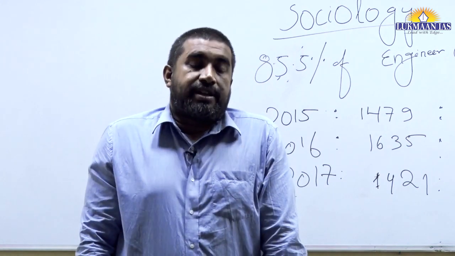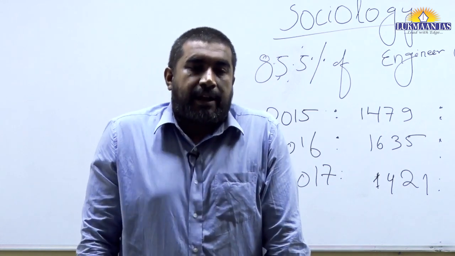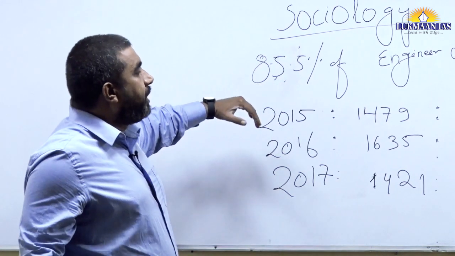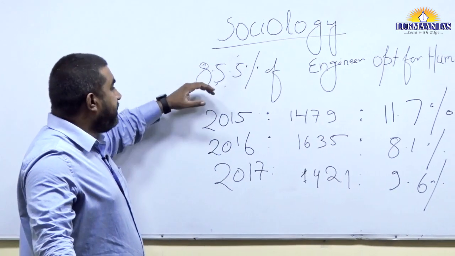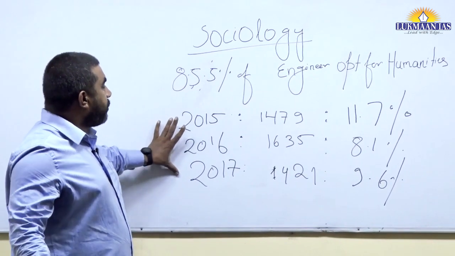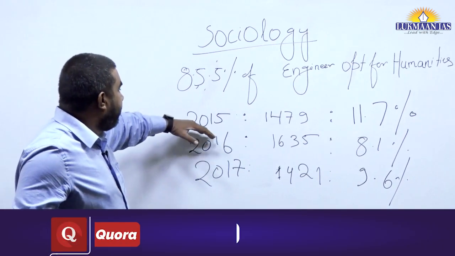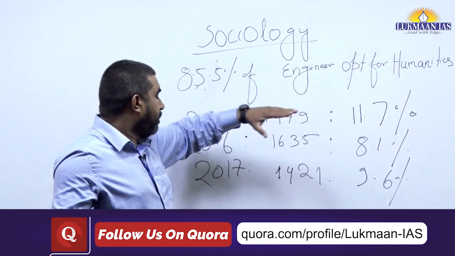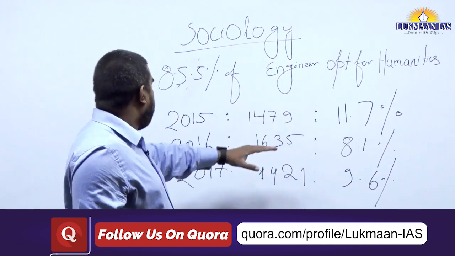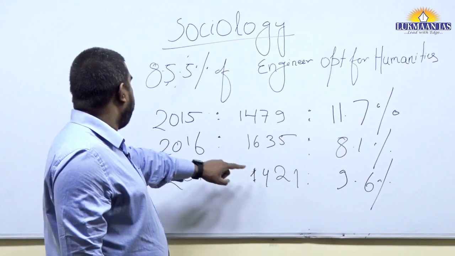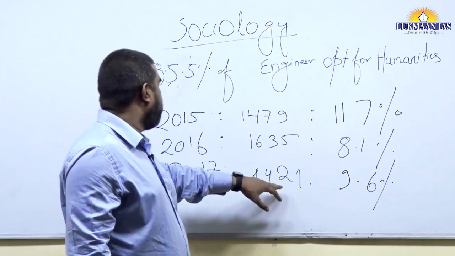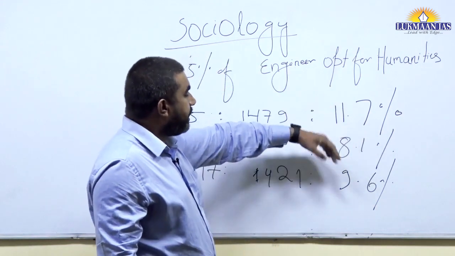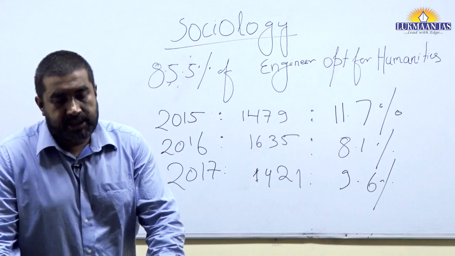Now see, for example, the sociology optional is faring better as compared to other humanities optionals, and this is some data which I wrote on the board. In the year 2015, 1479 people from a sociology background wrote mains, and this was 1635 for 2016 and 1420 for 2017, and the success ratio out of this was 11.7, 8.1 and 9.6 respectively.